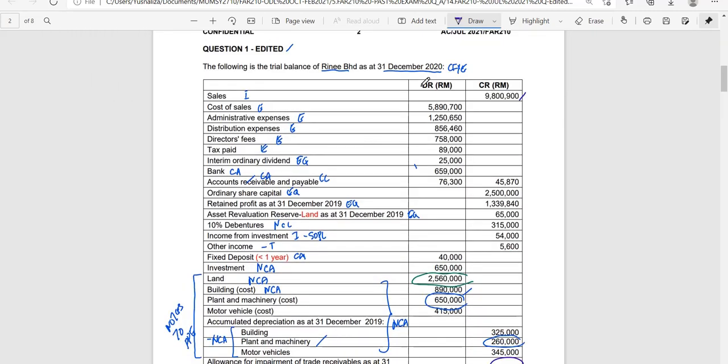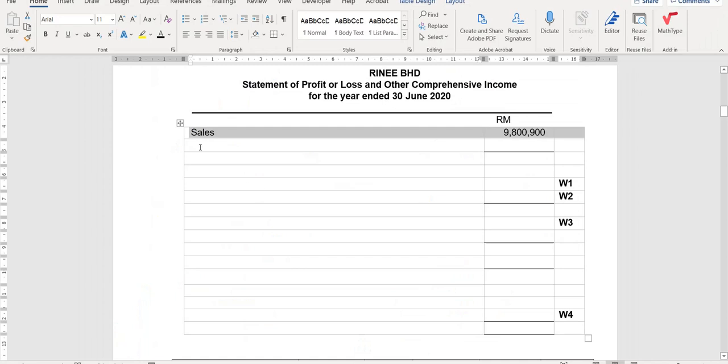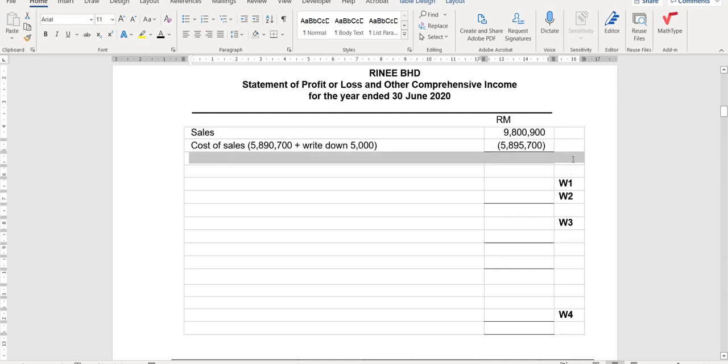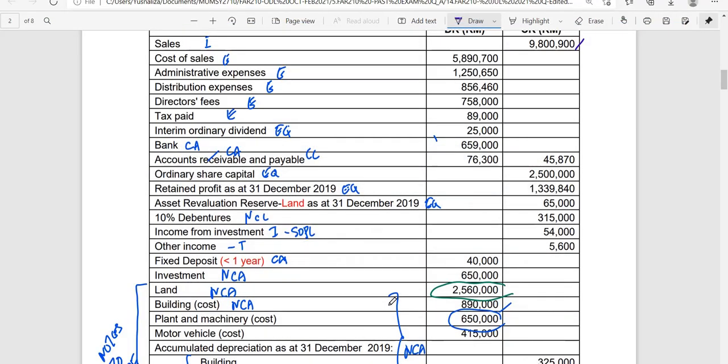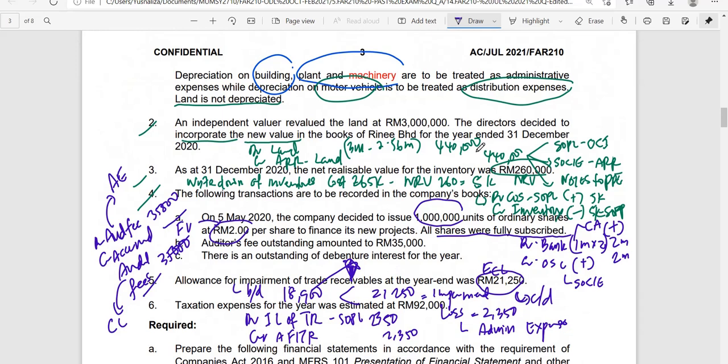Okay, you can put sales, then you put your cost of sale, but remember the cost of sale earlier, we need to go and adjust with the written down value. So the write down was 5,000. Remember, I include just now cost of sale that you need to add to the cost of sale adjustment here, the one that I did here. If you can recall, it is here, right? That was on cost of sale, adjustment number 3.